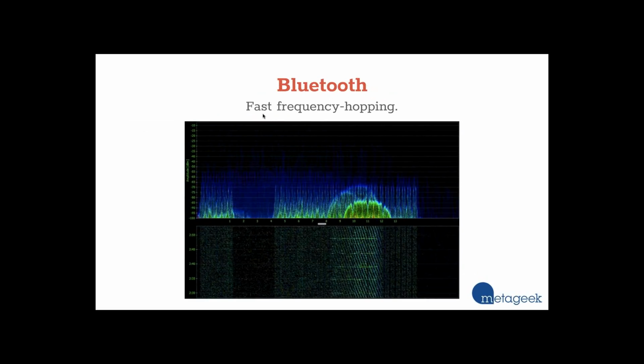This is another form of frequency hopping, but this is a fast frequency hopping device. This is what Bluetooth looks like. Now, don't be confused. It's not called Bluetooth because it has blue teeth. It just so happens, it's just a coincidence that it looks like blue teeth on our spectrum analyzer, which I think is pretty cool. Bluetooth rapidly hops from channel to channel to channel.